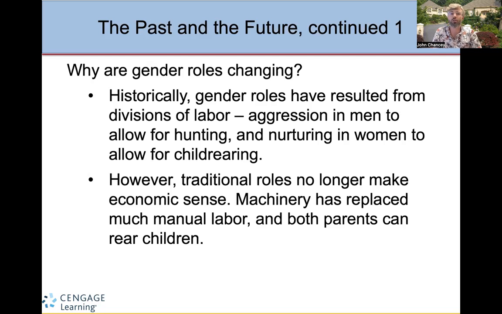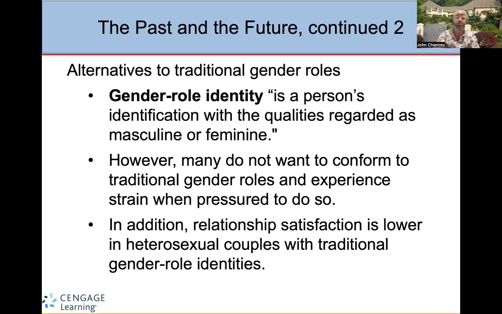Those traditional gender roles, however, don't make a lot of economic sense. For example, we aren't hunting and gathering. Most societies in the world are not hunting and gathering. We live in advanced economies where machinery has replaced manual labor, things like that. So a lot has changed in terms of economics. Some alternative explanations to those traditional gender roles: that identity, your identification, whether it be those qualities of being masculine, being feminine. We're seeing a growing push for people not wanting to conform to those typical gender roles, and trying to break free from the chains of those gender identity stereotypes.